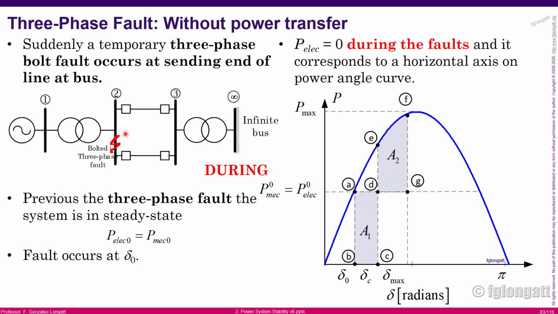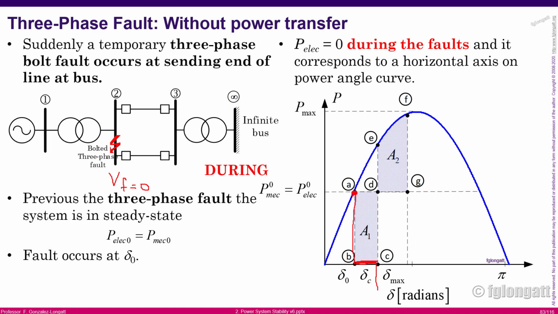Now, this is a very interesting situation, because we have the short circuit here, and the voltage at this point is equal to 0 because we are using a bolted three-phase short circuit. But now the interesting thing is we are in a steady state condition here, and suddenly we have the fault. And the fault is here for some moments.